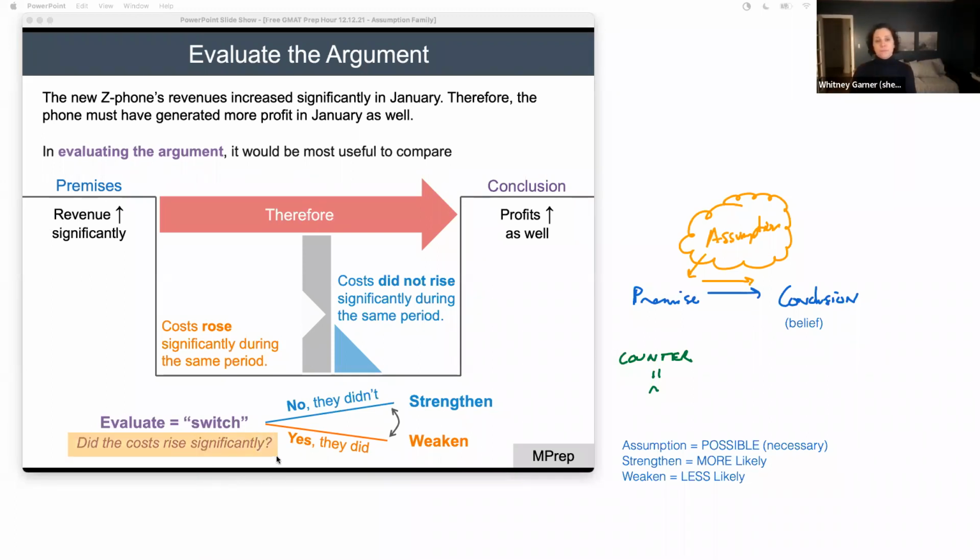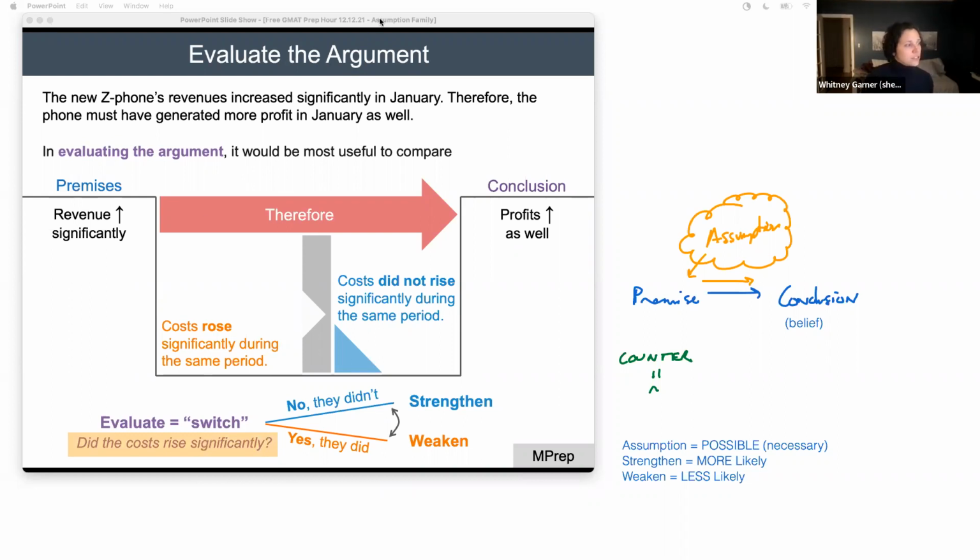The answer choice itself would say, which of the following would be most useful to compare in evaluating the argument? Answer choice B says, did Zphone's cost rise significantly? Oh yes, that's very important. We should ask that question, right? That's very, very important. That's one we need to know.